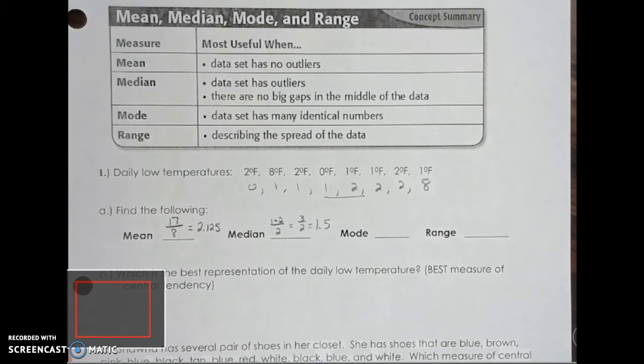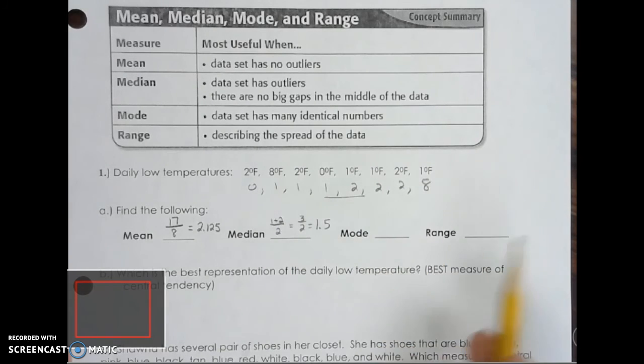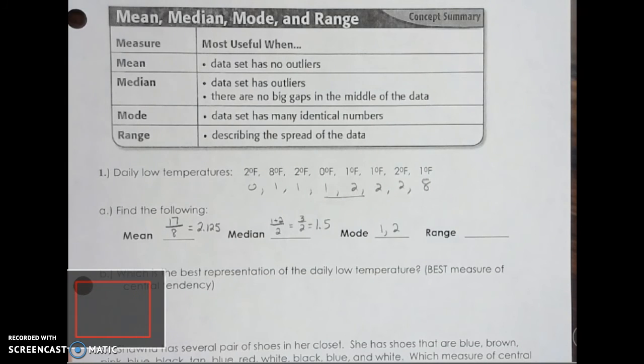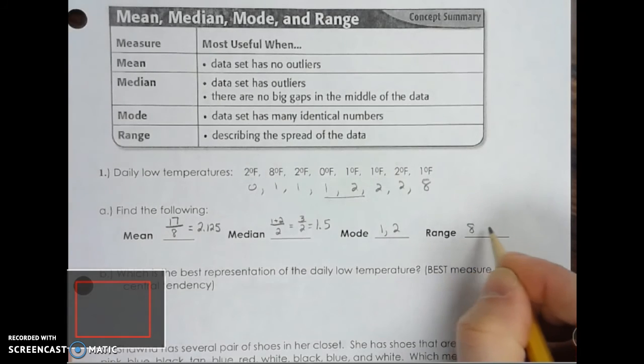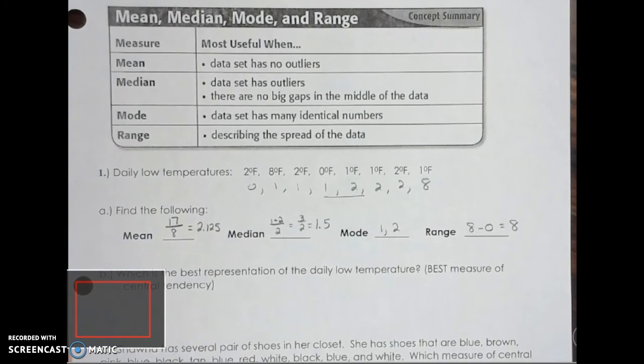The mode, that's the number or numbers that appear most often in the list, and by looking here I can see there's 3 1s and there's also 3 2s, which appear more often than the 0 or the 8, and so the 1 and 2 are going to be the mode. You can have more than one mode in your list. In order to find the range now, we take the highest, which is 8, and we subtract off the lowest, which is 0, which is going to give us a range of 8.